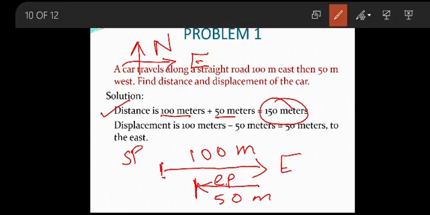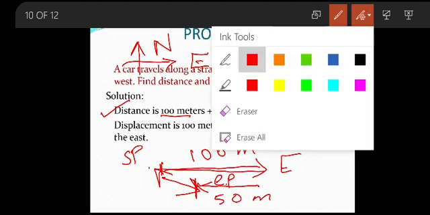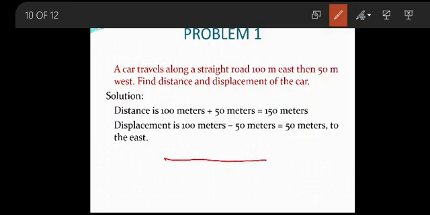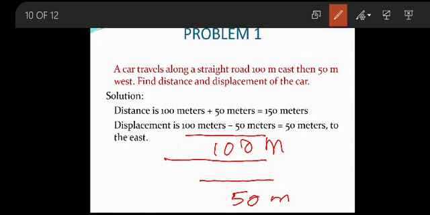The shortest distance between the starting point and the ending point is the gap. So this was my original pathway, 100 meter. 100 meter was the first route I started. Then I came back again in the same path 50 meters. So if I just subtract 50 from 100, it will become my shortest route between the starting point and the ending point. Did you all understand, children? If you have any doubt, you can call me.